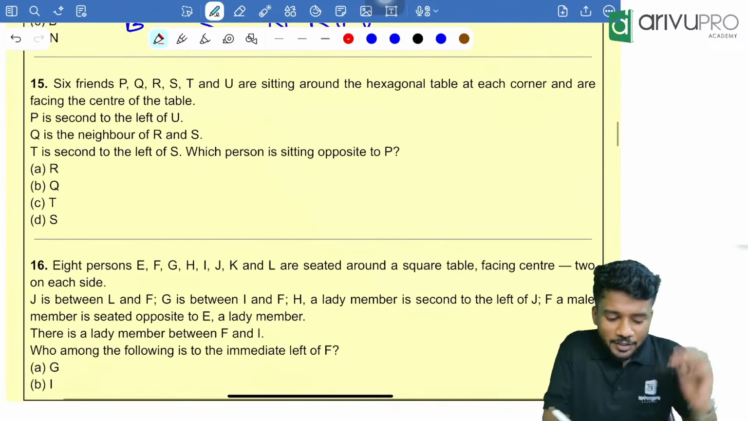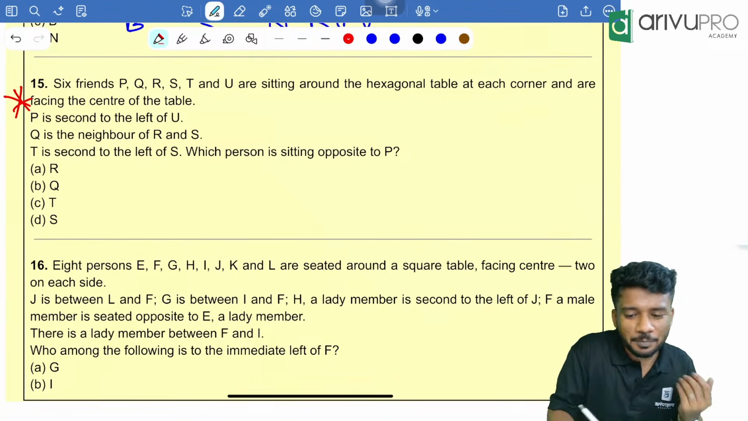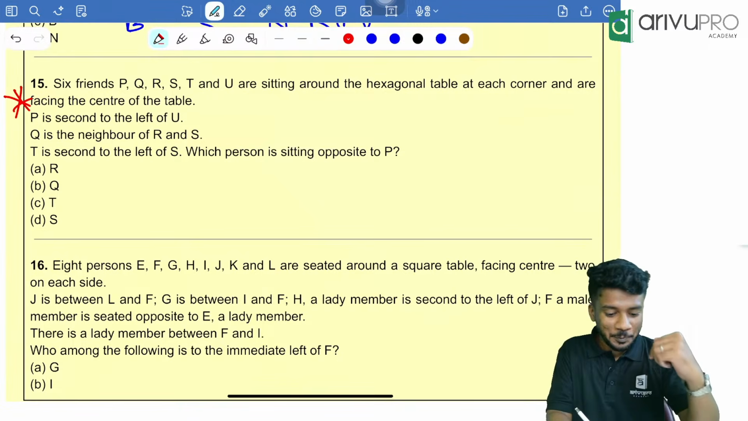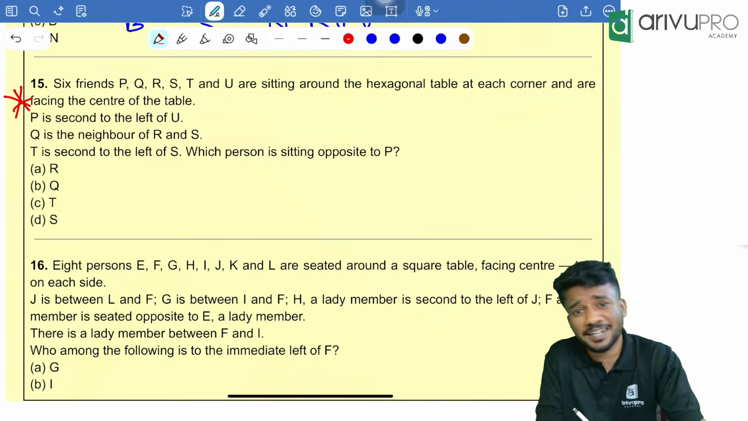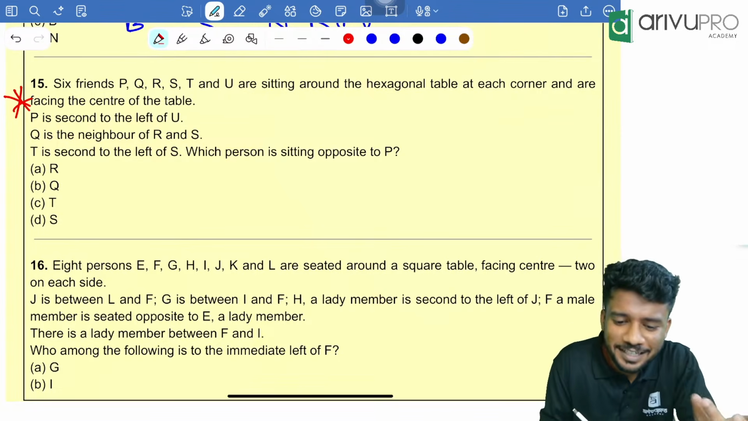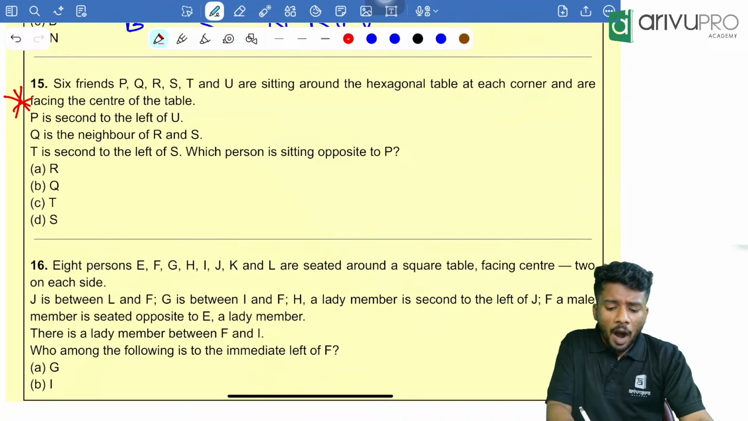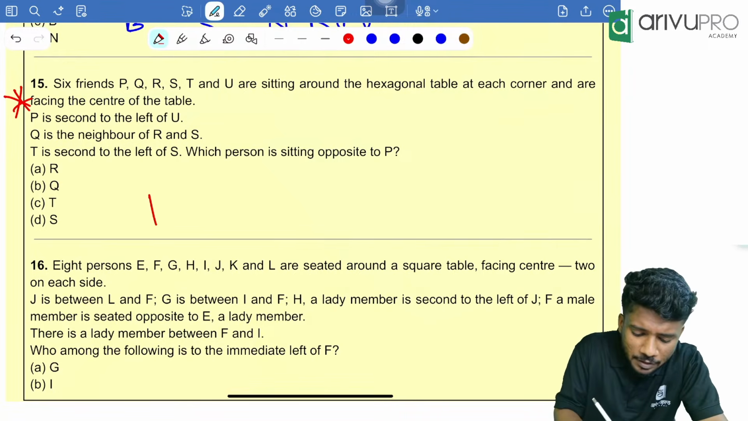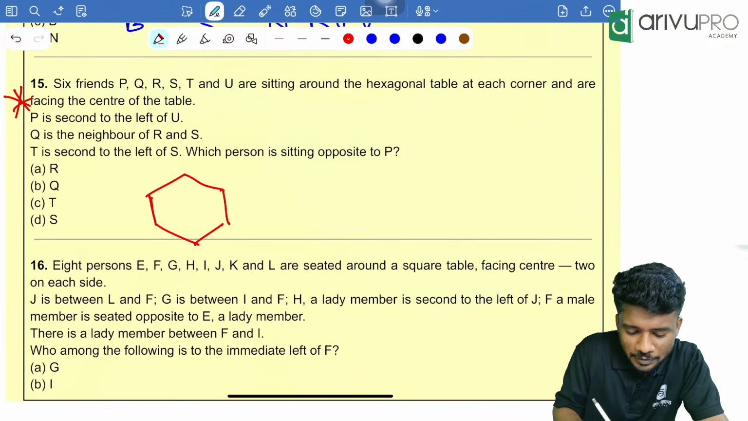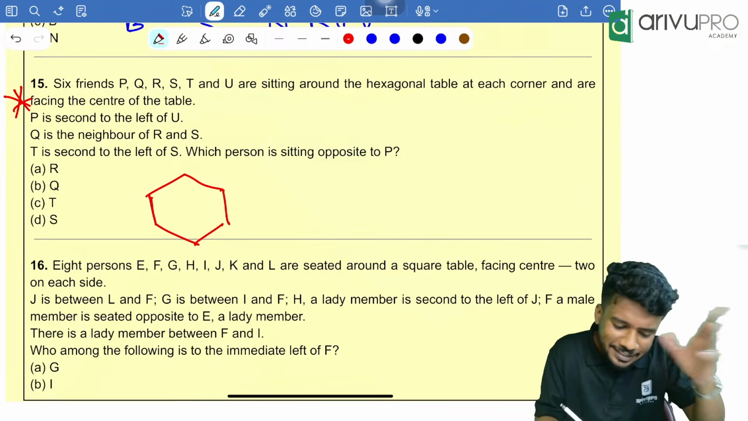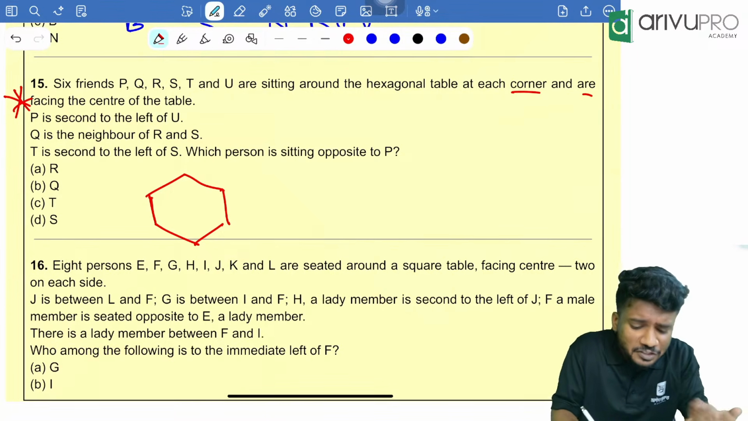Next question. So, 6 friends. Okay, repeated question. Same question got repeated 3 times. You will see it multiple times and you will wonder, so this many type of questions will get repeated. Yes, higher chance of getting repeated again and again. Look here. 6 friends P, Q, R, S, T, U are sitting around a hexagonal table. So first draw one hexagon, almost a hexagon because I'm not good at drawing.